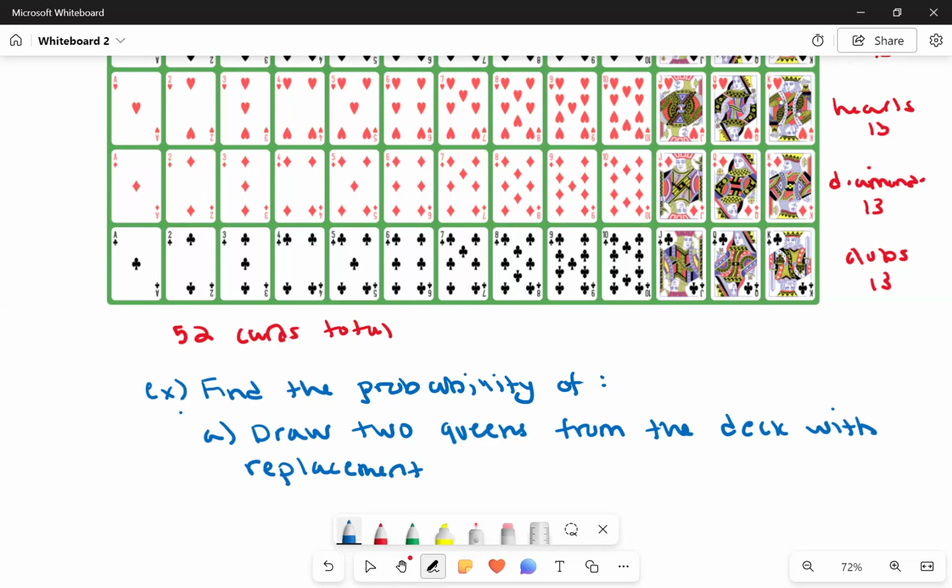So we're drawing 2 cards from the deck and we're wanting to know the probability they're both going to be queens. And then they also use this little thing called with replacement, meaning we draw a card from the deck, we look at it, we put it back into the deck, shuffle it again, and then draw another queen, okay? That's the idea. So probability that we'll draw a queen.